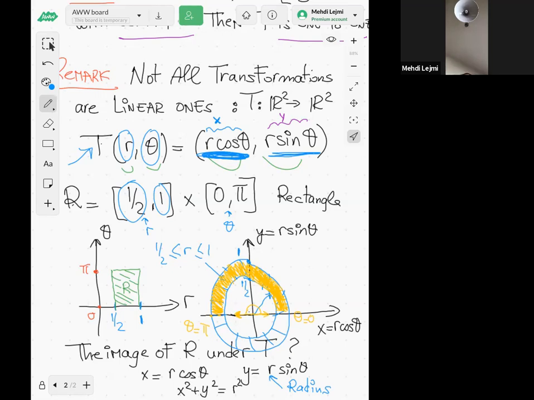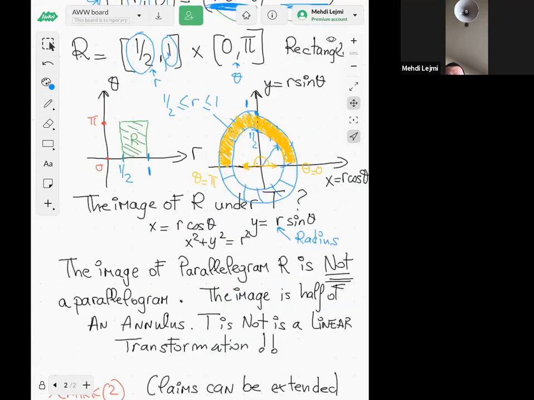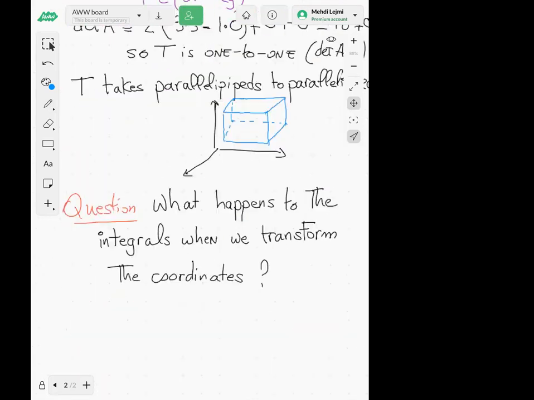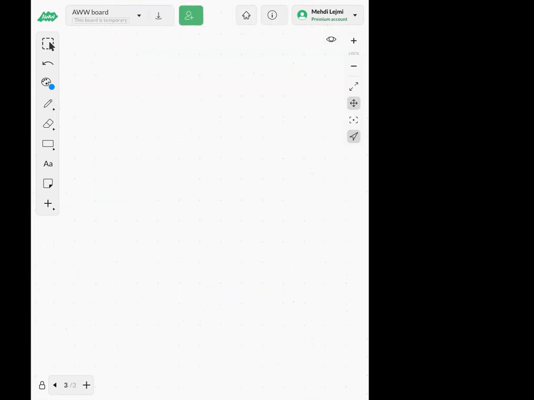So that's actually sections 6.2 and 6.3. We're going to see what happens to the double and triple integrals when we apply a change of variables, or when we transform the coordinates. Is there any question, guys, about these linear transformations? No. All right, so then let's move to the next section.